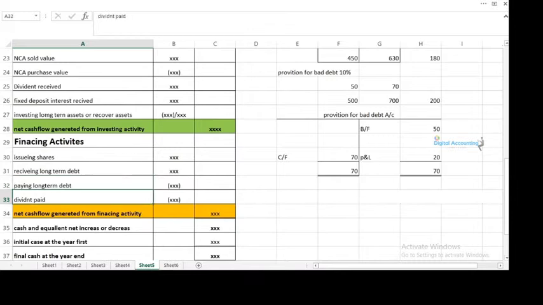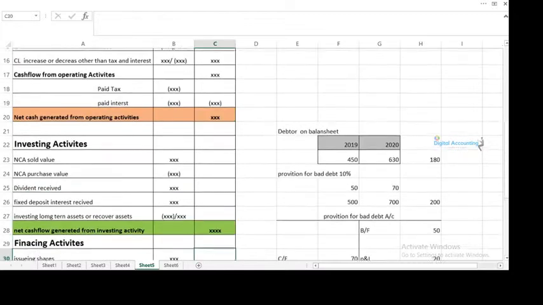The dividend paid here: we already saw that dividend received is an investing activity. Dividend paid means our company wants to pay dividends to our company shareholders. So that is financing. It's not investing in other companies, right? Our company paying the dividend to our shareholders is a cash outflow. You need to deduct it, therefore, right? After that you will get the net cash flow generated from the financing activities.